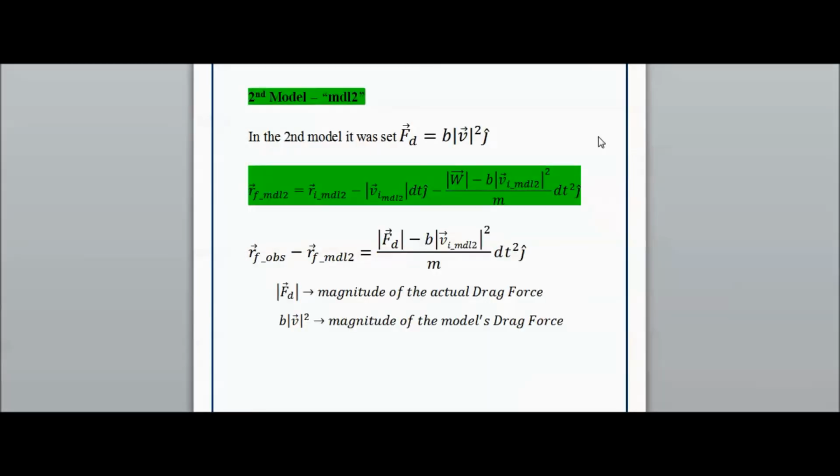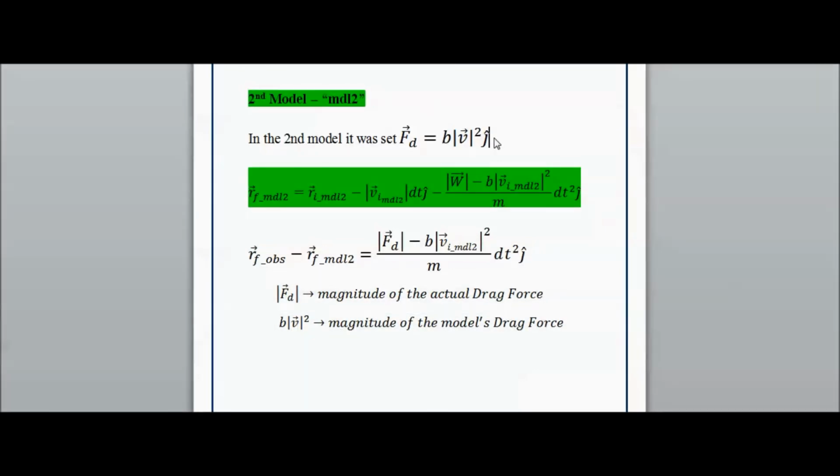In model 2, the predicted displacement depends on the drag force, and the difference between the observed and the predicted displacement is proportional to the difference between the actually existing drag force and the drag force calculated by the model. The more correct the formula of the drag force we used in the second model, the smaller the difference between the observed and the predicted position. If the formula calculated the real drag force perfectly, the difference would be zero.